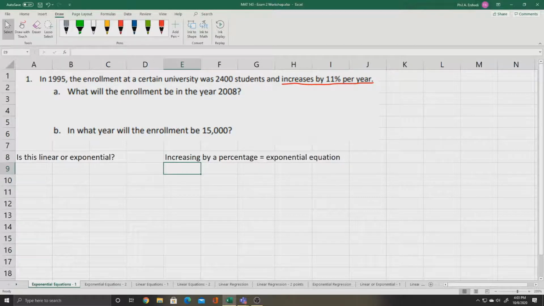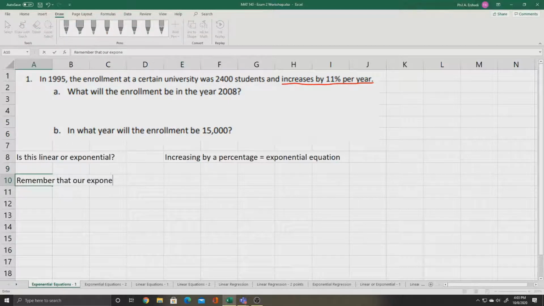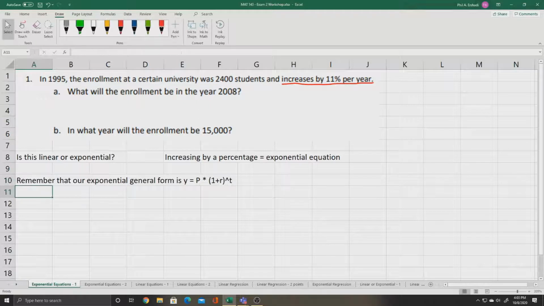Now, because this is exponential, we need to remember that our exponential general form is y equals p times 1 plus r raised to the t. So if we want to solve this, there are 4 letters that we need to collect: p, r, t, and y. And let's go through what each of those letters mean before we go any further.